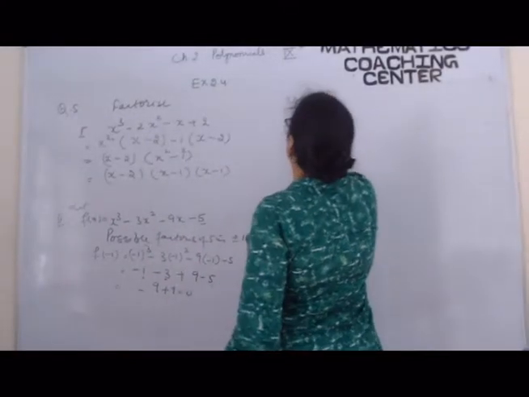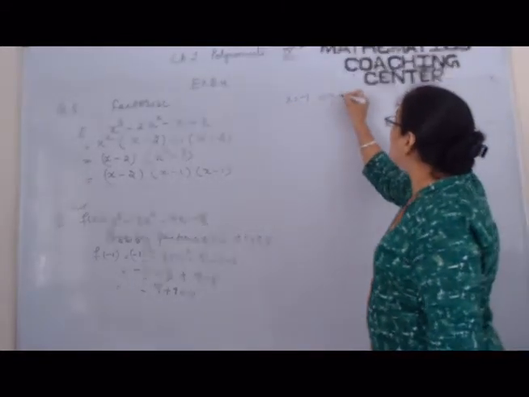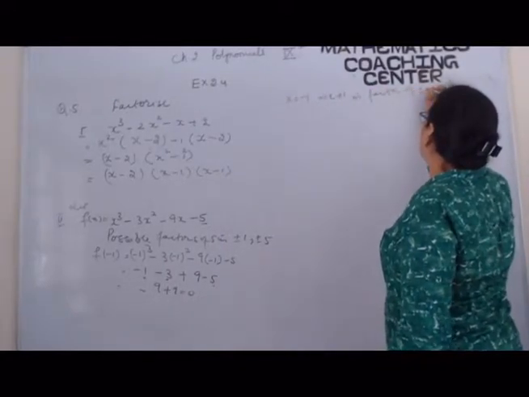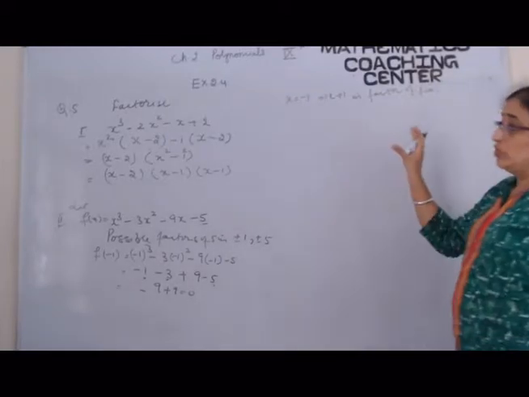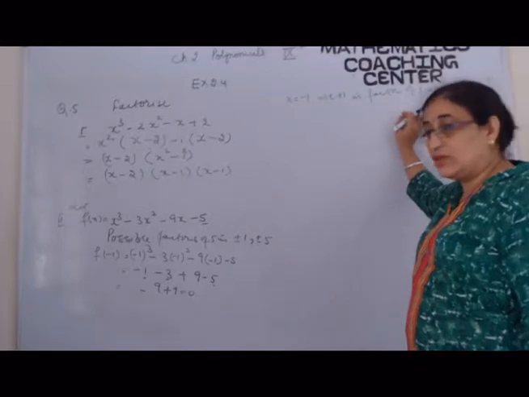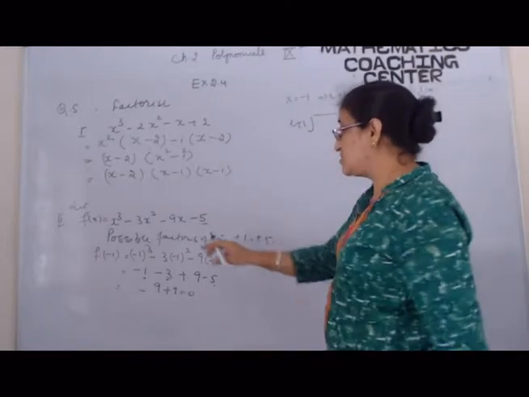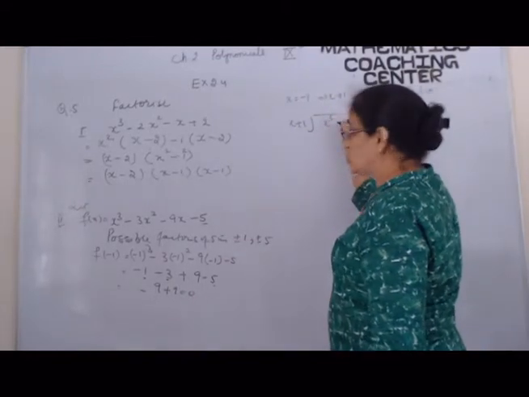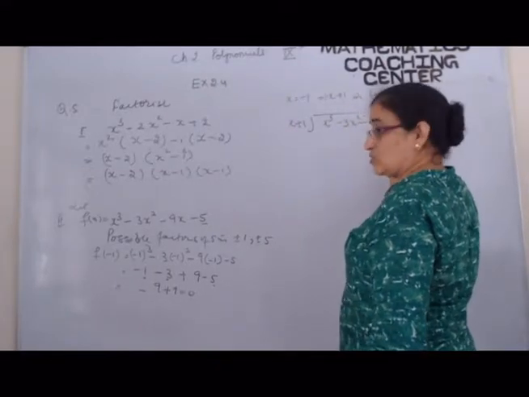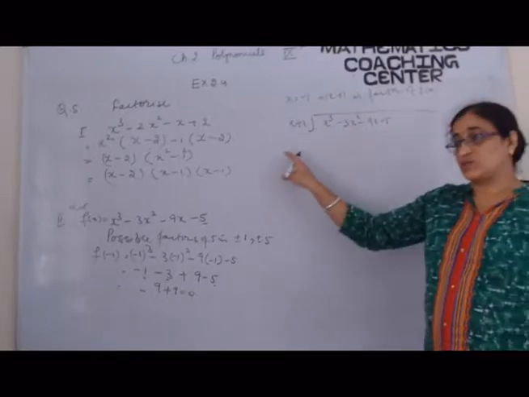X is equal to minus 1 implies, taking minus 1 to the right hand side, x plus 1 is a factor of f(x). Okay. So you divide f(x) by x plus 1. Now here f(x) is equal to x cube minus 3x square minus 9x minus 5. Now you divide this by x plus 1.